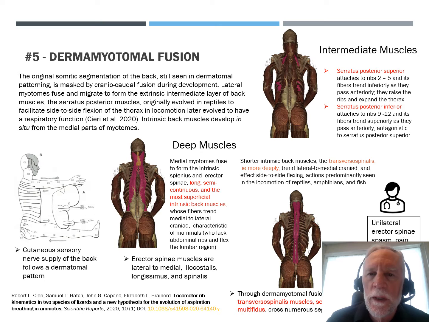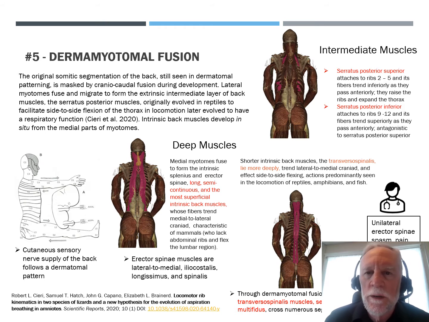The erector spinae muscles are long and semi-continuous intrinsic back muscles that have a general fiber direction that angles outward as they ascend, as does the splenius cervicis and capitis higher above them. Their function is to extend the vertebral column. The underlying transversospinalis muscles are shorter, trend medially as they ascend, and act to laterally flex the vertebral column side to side with some slight extension.